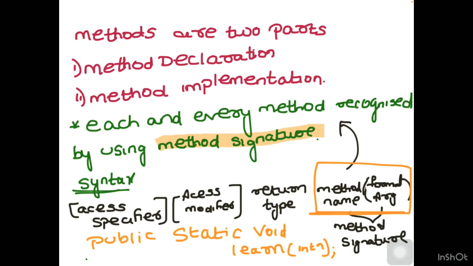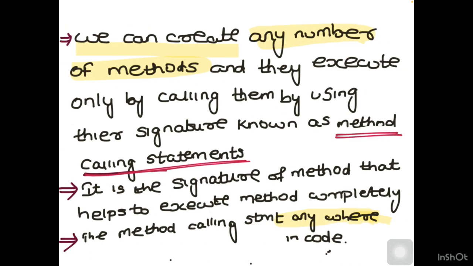Methods are of two types. Until now we have seen what methods are, why methods are used, how many parts they have, and their syntax. Next, we can create any number of methods, and they only execute when we call them by using their signature, which is known as a method calling statement. If I have to perform a sum and I have created the method and its implementation, then to call the sum method I can use the method signature. It is also known as a method calling statement.